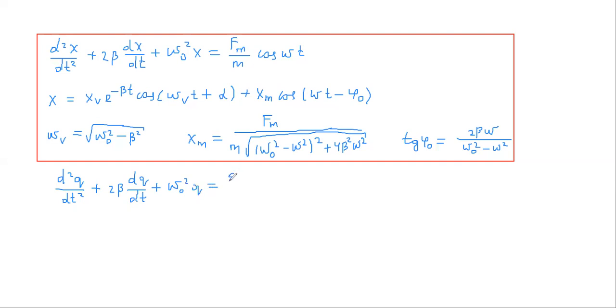and this is equal to the amplitude of electromotive force divided by inductance L, times cosine omega t, where the damping coefficient beta is equal to resistance divided by 2L, where L is inductance, and the natural angular frequency omega 0 is equal to 1 divided by the square root of inductance and capacitance.